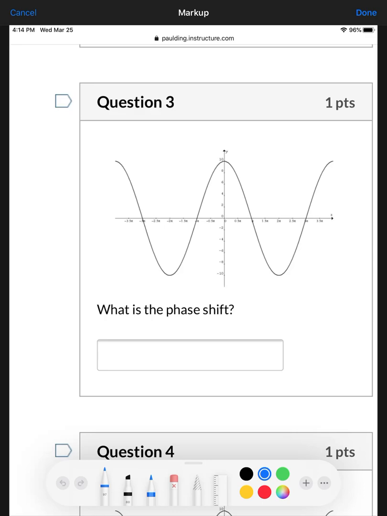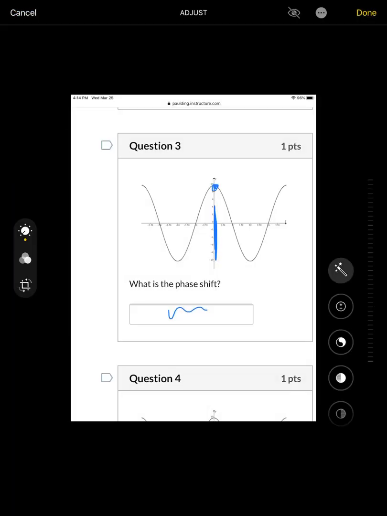Okay, number 3, what's the phase shift? Well, that's how far you move over left and right from the y-axis. So you see this graph is flush with the y-axis. There is no phase shift. And then just put your answer in the blank and submit it on.